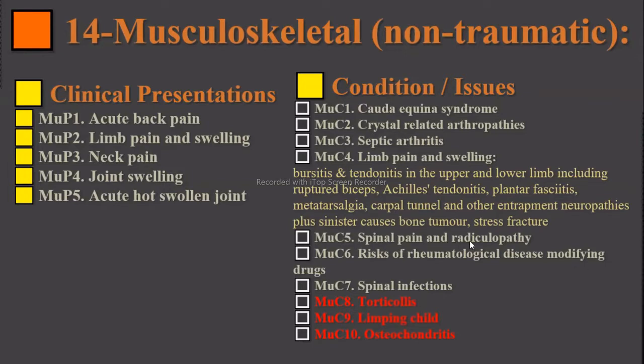Spinal pain and radiculopathy. So neck pain, is it associated with spinal pain and radiculopathy? Risk of rheumatological disease modifying drugs. Spinal infection. So spinal here related to acute back pain and neck pain. So maybe the patient has acute back pain because of infection and maybe neck pain because of infection. Torticollis in pediatric, limping child pediatric, osteochondritis pediatric.